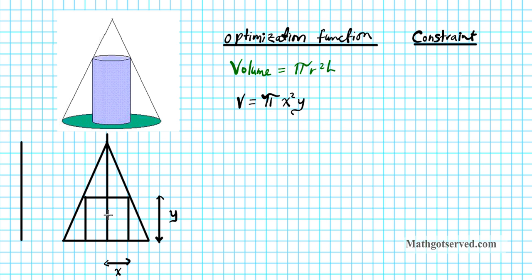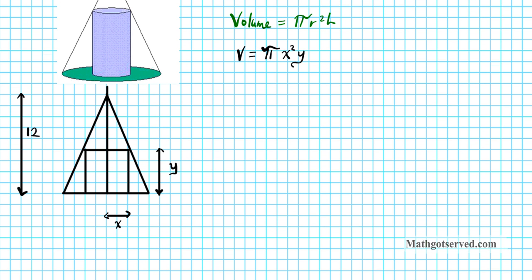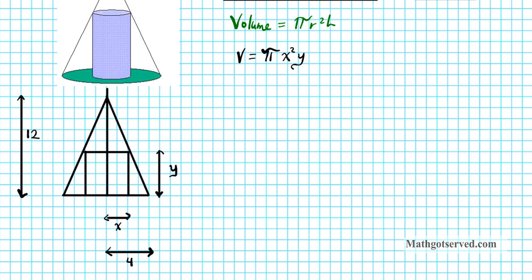corresponding sides of our similar triangles are in proportion. So we have the entire length of the cone. We know the cone has a height of 12 units, and the radius of the cone is 4 units long. So there goes the radius of the cone. So now I'm going to use the similarity postulate here to state that the triangles are similar.